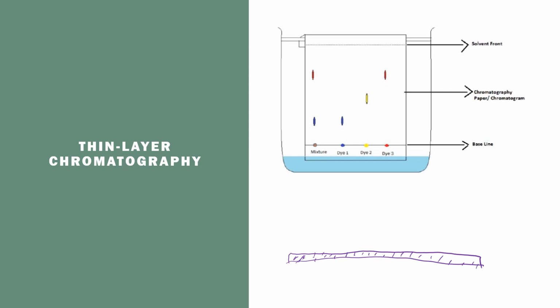So what you'll do is you'll spot the plate, which means you'll put just a little bit of the dye or the mixture onto the plate, and then you'll sit it upright into your solvent, which is sometimes water, but it could be another solvent, depending on what you're testing. Then when the plate is in that solvent, the solvent moves up the plate, and when it interacts with the substances, they will attract the solvent and move up the plate with the solvent. And the distance that the solvent travels is called the solvent front.